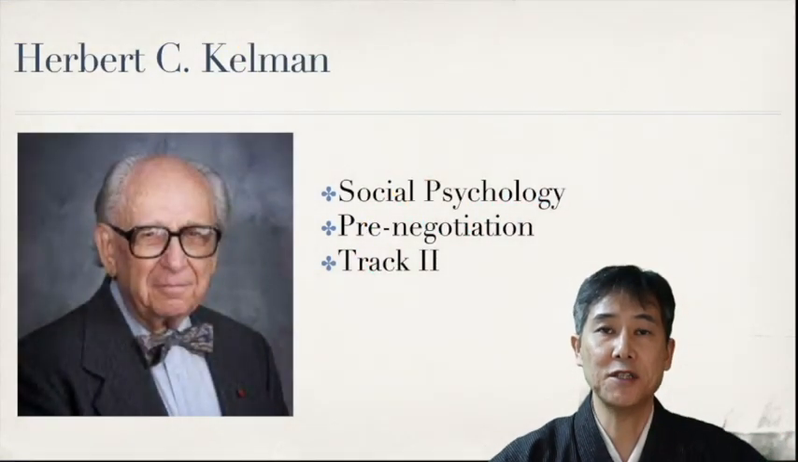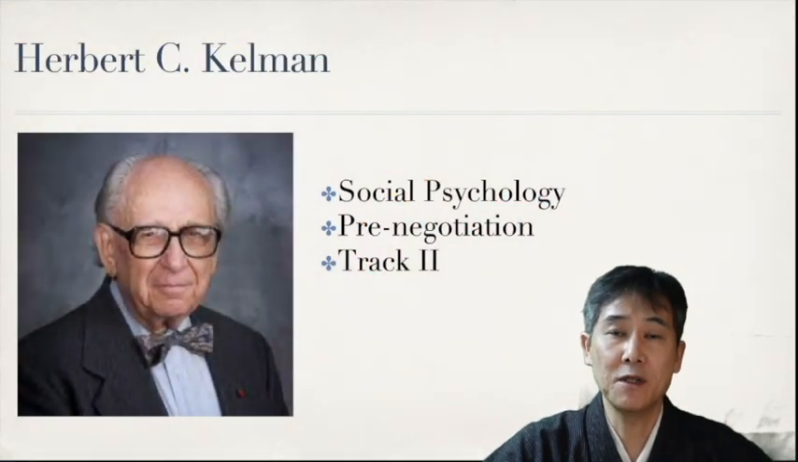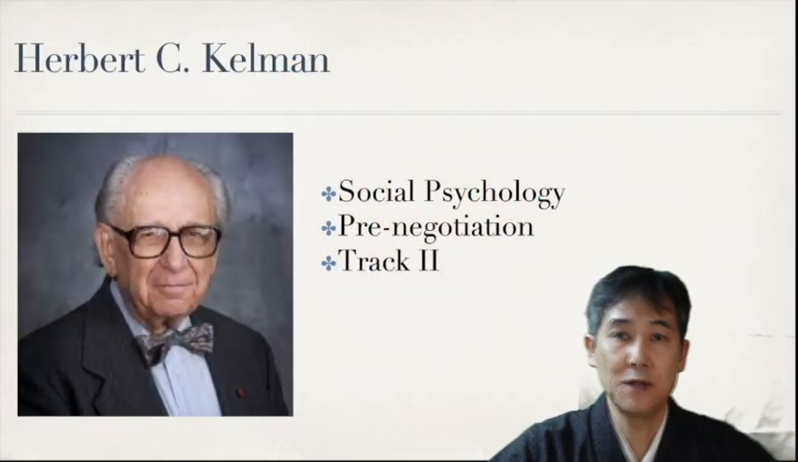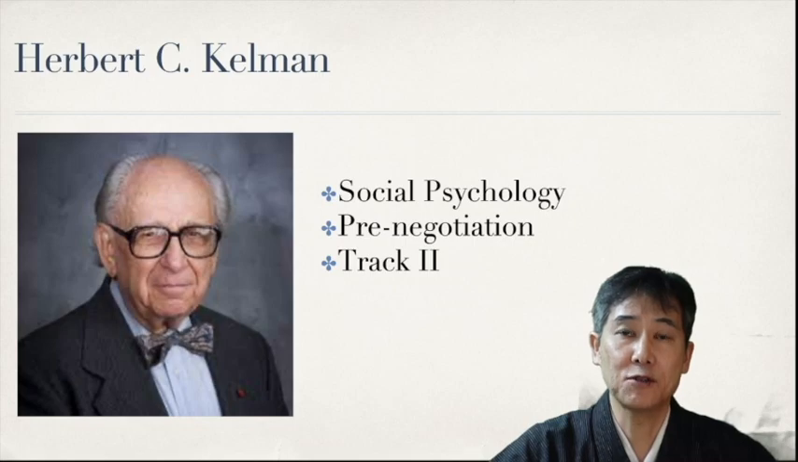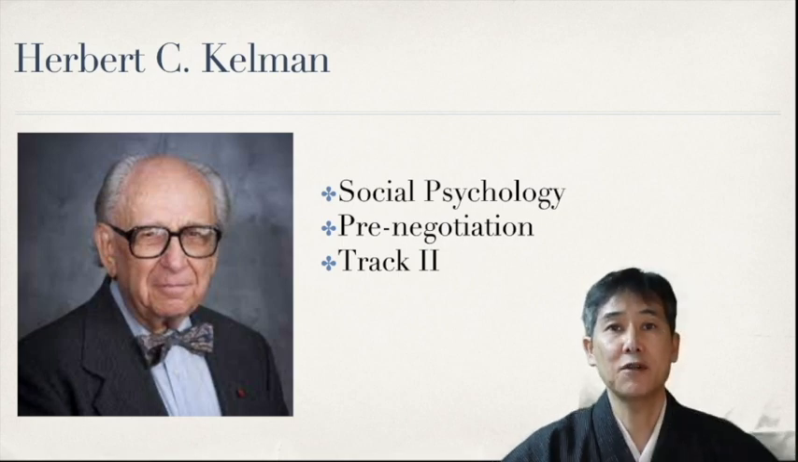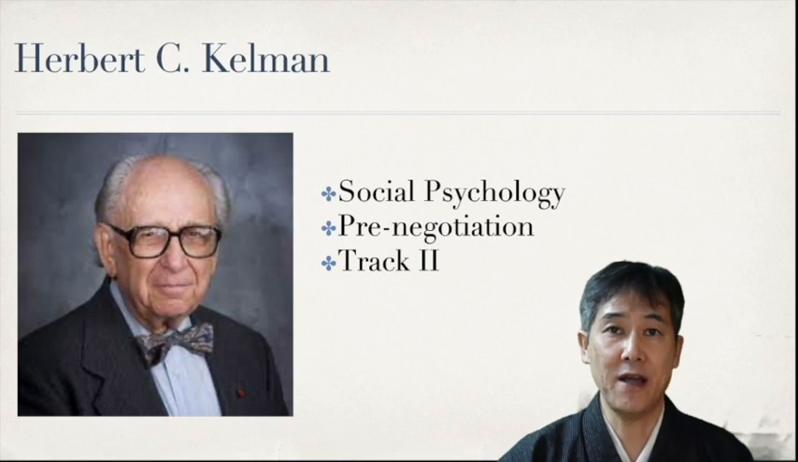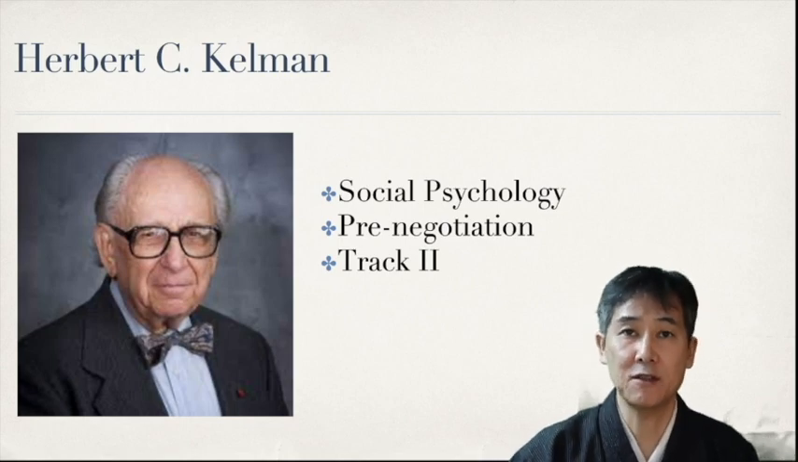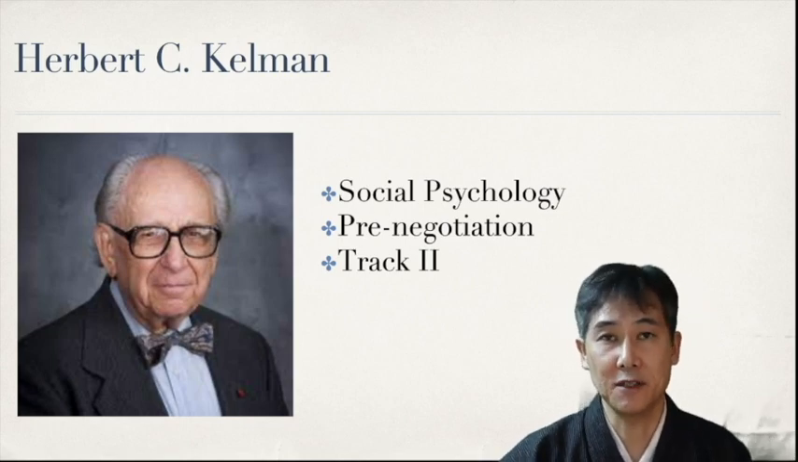Normally, if the negotiation is undertaken between the formal representatives of the parties, it is called a formal peace negotiation. This kind of format is called track 1. On the other hand, this pre-negotiation session is often called the track 2 approach because it is discussed by informal representatives, not the formal government representatives.